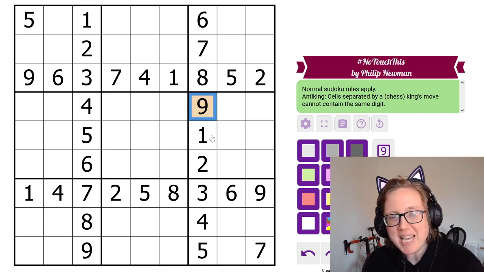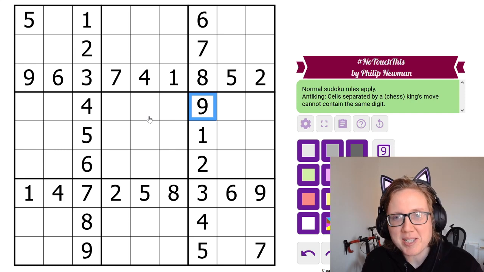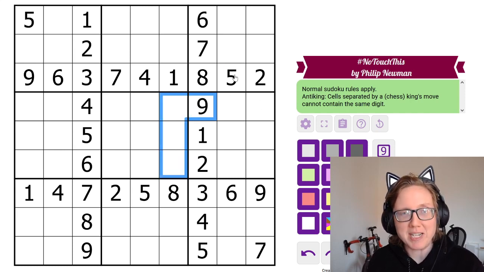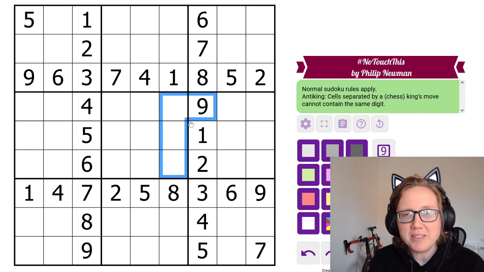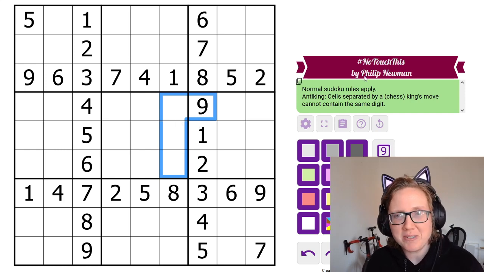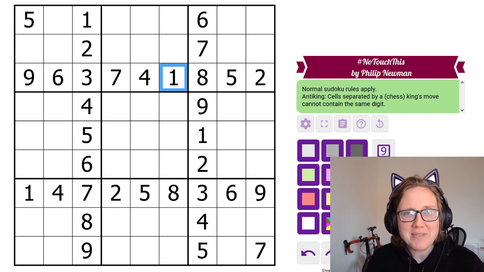It is called anti-king now, I believe, because of the analogy to anti-knight Sudoku, where digits that are separated by a knight's move in chess, one across, two down, or vice versa, can't be equal. But originally it was referred to as no-touch Sudoku or untouched Sudoku, and that's where the pun in the title comes from. So let's give this a try.